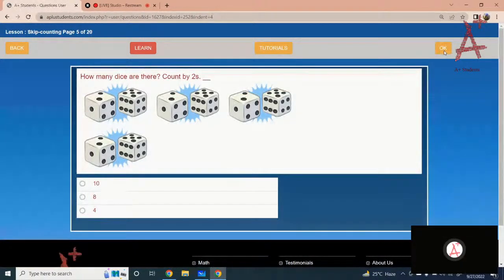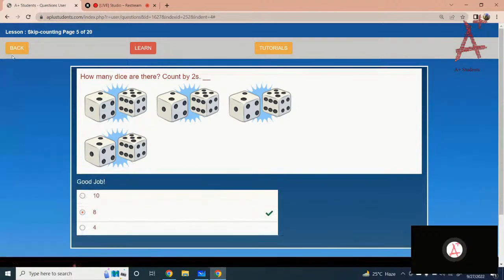Okay, the next one is how many dice are there? Count by twos. So in each set you have 2 dice. So the first one has 2. Then 2 plus 2 is 4. Then in the next one 4 plus 2 is 6. And for the last one 6 plus 2 is 8. Got it? So 8 is the correct option and then click on the OK button.